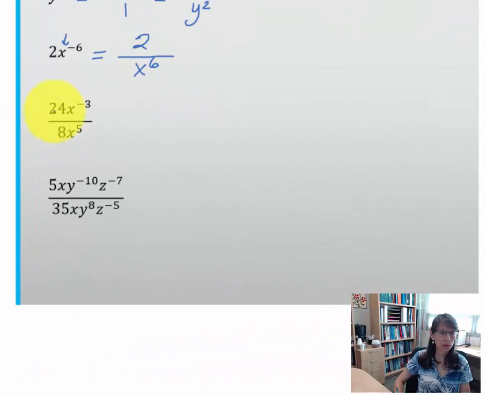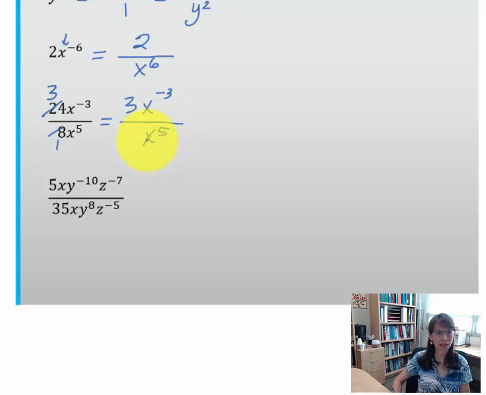For the next example, we have some numerical coefficients and we have variable bases. So starting with 24 and 8, both of those numbers are divisible by 8. So 24 divided by 8 will leave us 3. 8 divided by 8 will leave us 1. So that gives us 3x to the minus 3 over x to the positive 5.